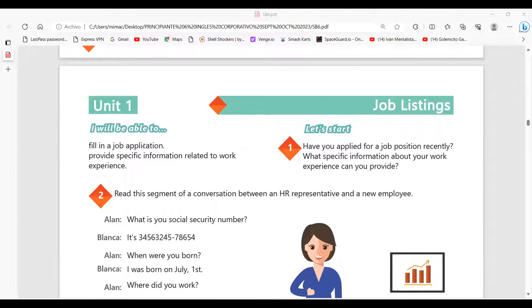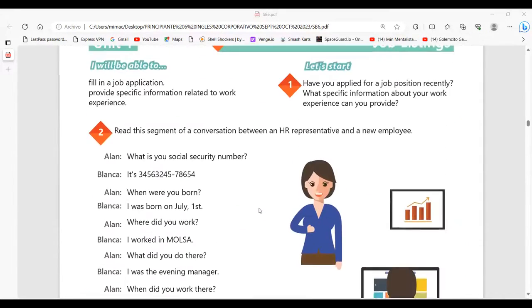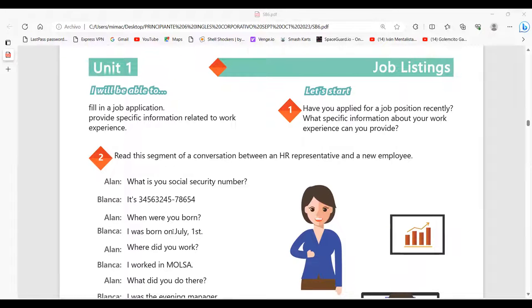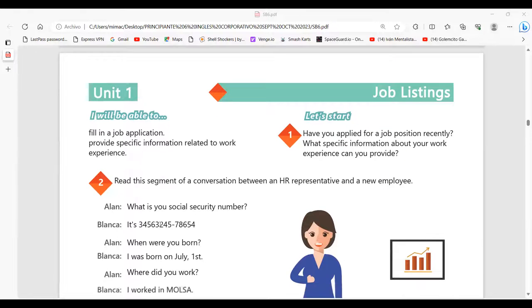But now here, the purpose of this session, as I told you in the class objective, is to fill in a job application and also that you provide the specific information related to your work experience. In order to get started, let's begin by asking and answering these questions. We are working at page 15, and only these questions. Forget about exercise number two because that is going to be a deeper experience.